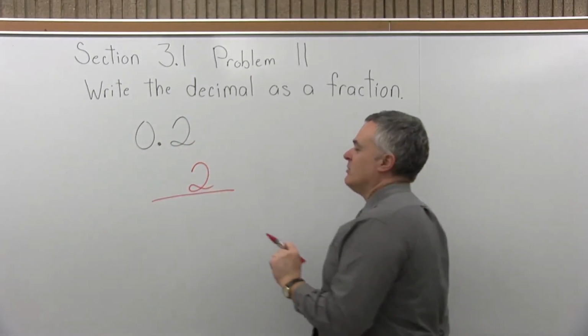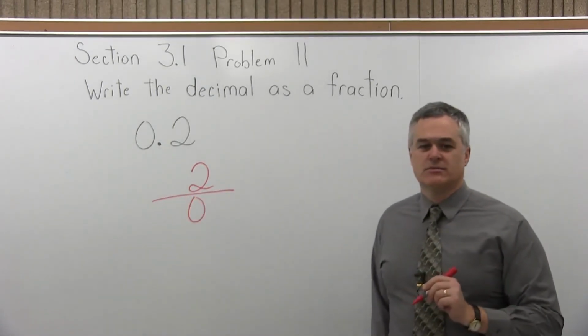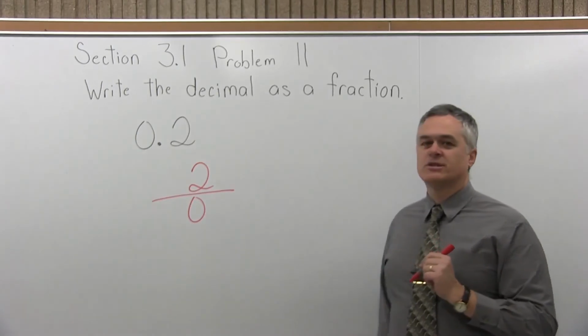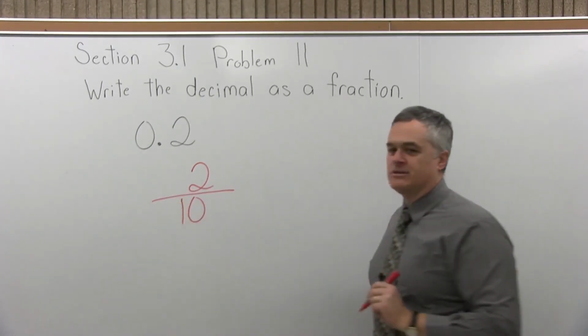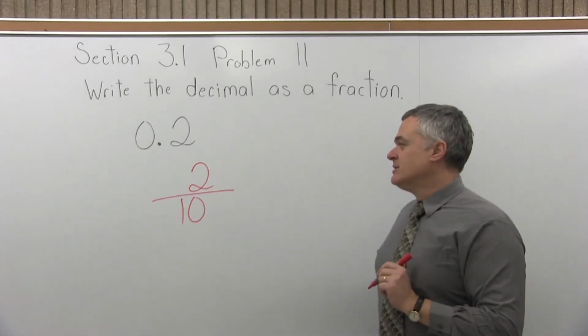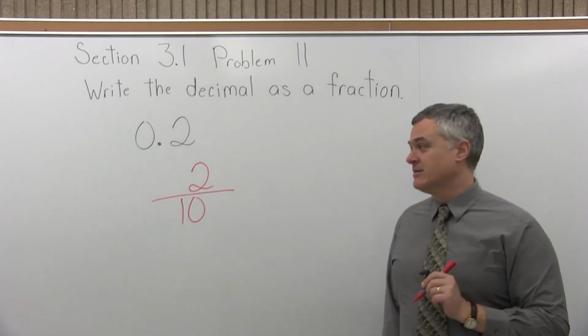Step 2, put a 0 under each digit in the numerator. One digit in the numerator, so one 0 goes in the denominator. Step 3, put a 1 in front of the bottom zeros. So I get 2/10. Step 4, reduce if you can.